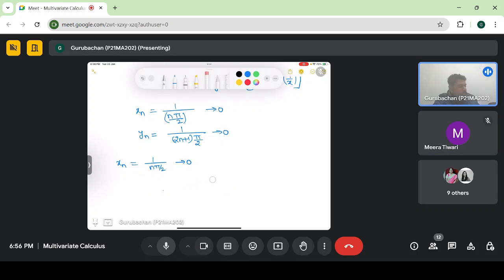So let me go with our basic step. What is cos 1 by x_n? It will come out to be cos n pi by 2. And what is the value of cos n pi by 2?